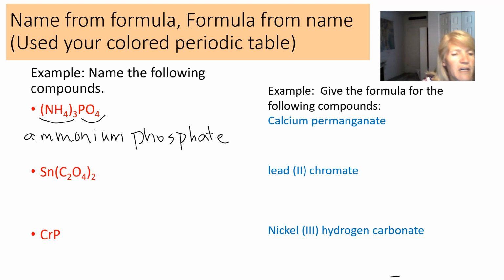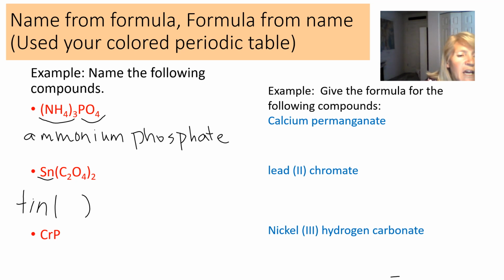Next one, we start with the metal, Sn. Hopefully you remember that is tin. And then you always ask yourself, does it need a Roman numeral? Well, you look at your periodic table, it's yellow. Tin does need a Roman numeral. I don't know what it is, but I'm going to make the parentheses for my Roman numeral and come back to it. And I'm going to figure out what the charge on the tin is. Remember, the Roman numeral is not the subscript, it's the charge. I'm going to figure that out from the anion.